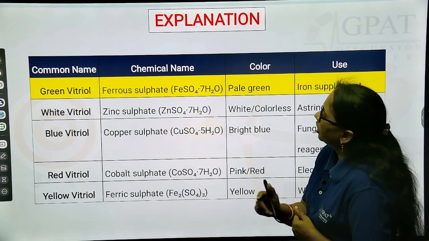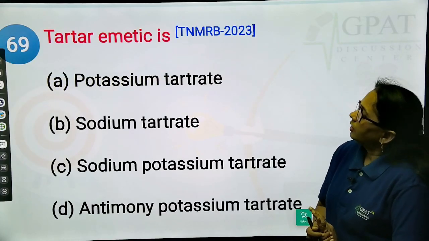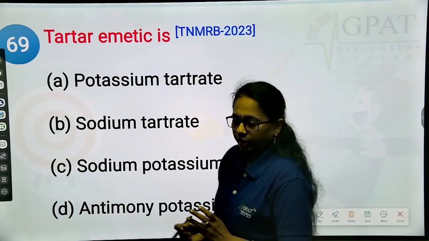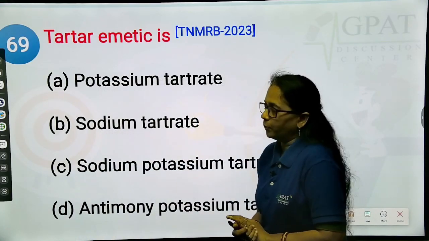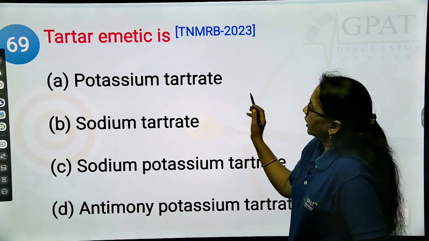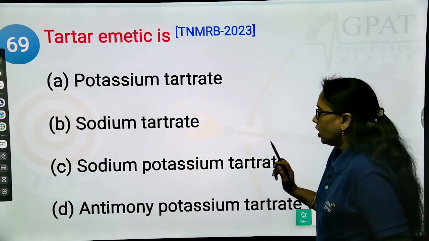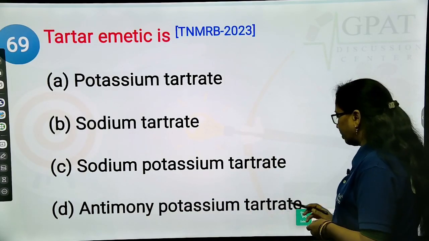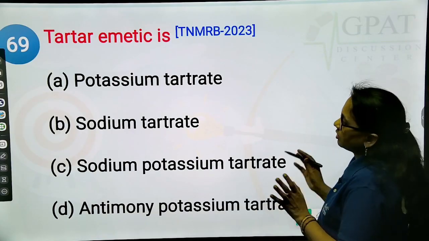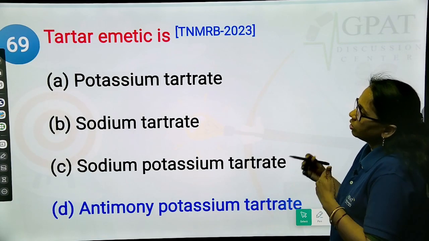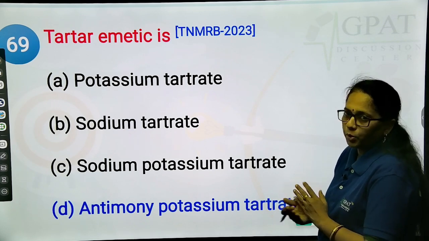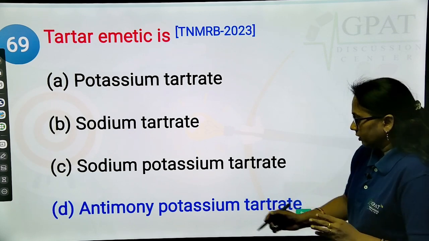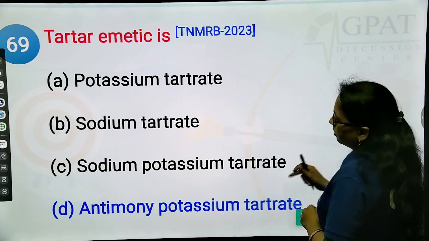Okay, now let us move to the next question, tartar emetic. That means this is another name for a compound. So, what is that compound? Let us see the options: potassium tartrate, sodium tartrate, sodium potassium tartrate, and antimony potassium tartrate. Actually, this is a salt of the tartaric acid. So, general name they have asked, tartar emetic. What is the compound which is named as tartar emetic? That is nothing but actually antimony potassium tartrate.